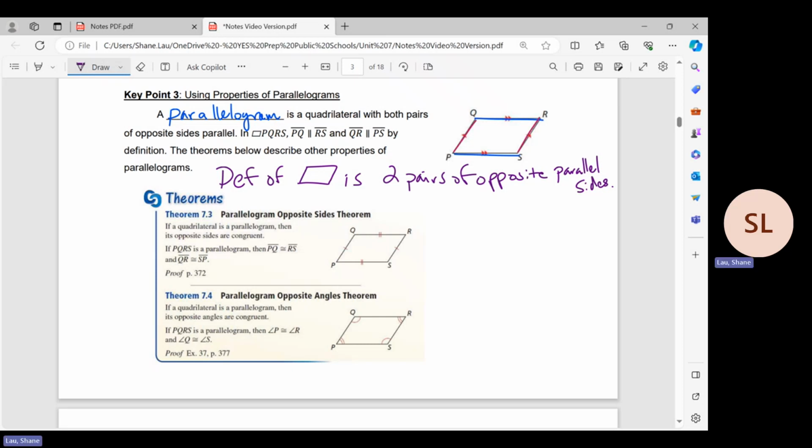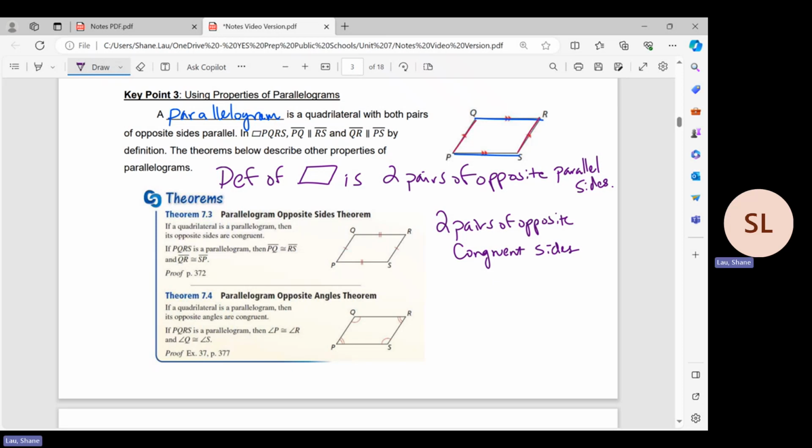But then we look at 7.3 and it's also saying that those two pairs of opposite parallel sides are also congruent. So now we have two pairs of opposite congruent sides. Not sure why that erased. Congruent sides, there we go. And that's basically what 7.3 is telling us.